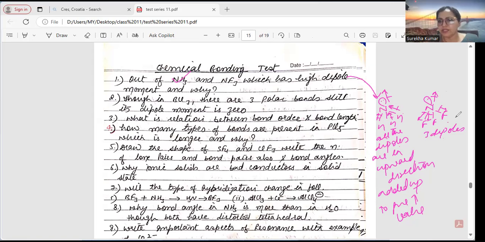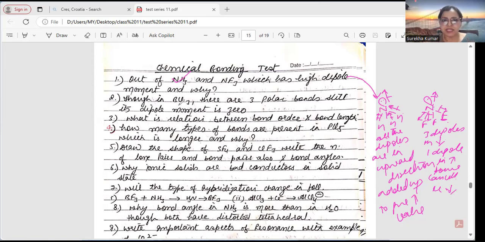In NF3, three dipoles, see, fluorine is having more electronegativity than nitrogen. So three dipoles are in the downward direction and one dipole is in the upward direction. So some cancellation will take place to give the low value. So its dipole moment will be smaller.